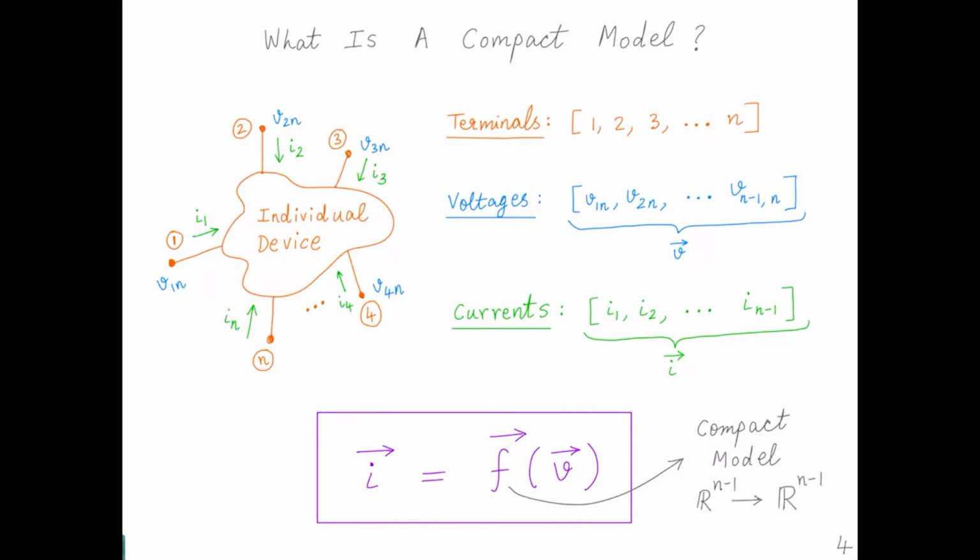And because both V and I are vectors of dimension n-1, this F is a function that goes from R^(n-1) to R^(n-1). So this is what a compact model is, a function that translates voltages into currents. And this is what is used inside a circuit simulator.